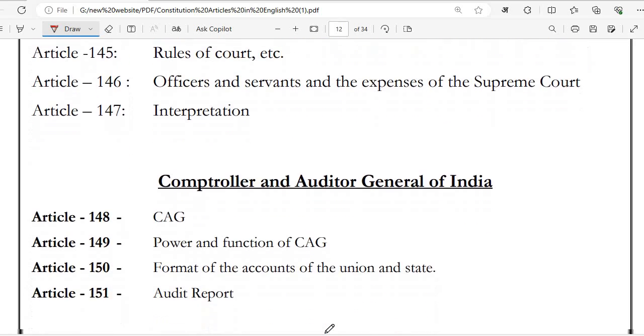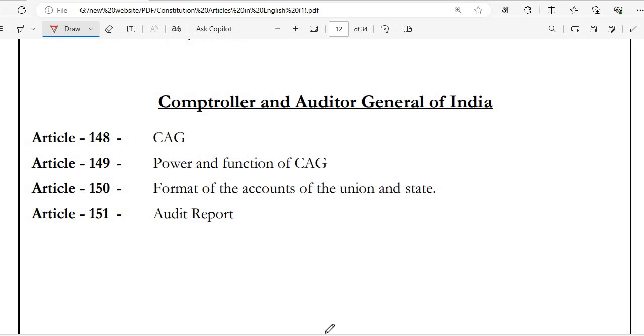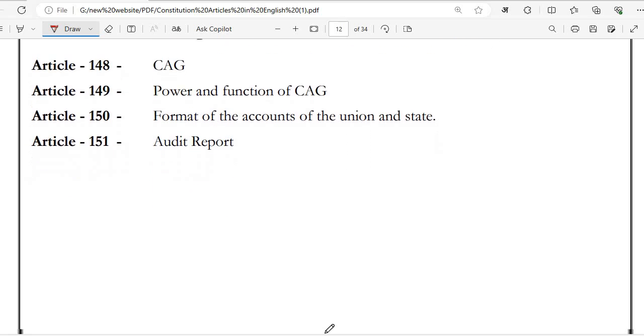Next is the Comptroller and Auditor General of India. Article 148, CAG. The CAG is the head of the Indian Accounts and Audit Department, appointed by the President for 6 years or until the age of 65. He is the only authority who can be dismissed in the same way as a Supreme Court judge. Power and functions of CAG. Article 149, Article 150, format of accounts of the Union and States, audit report. The CAG submits it to the President in case of the Union government and to the Governor in case of the states. Okay, these are the provisions of CAG.